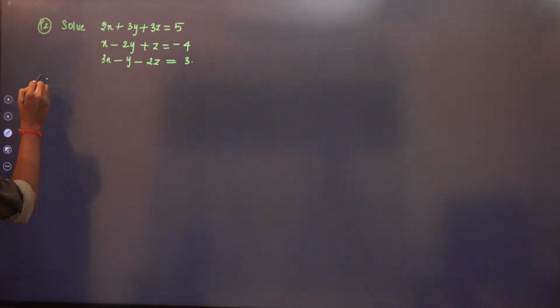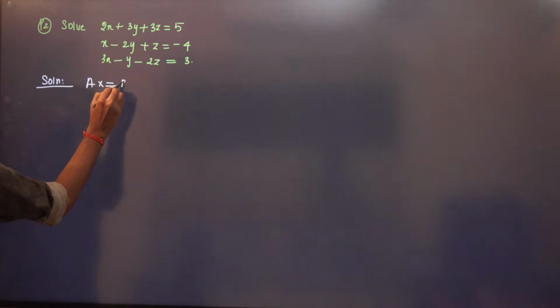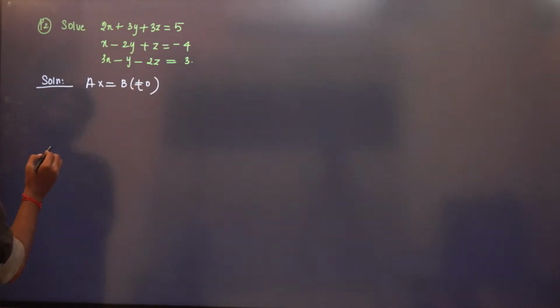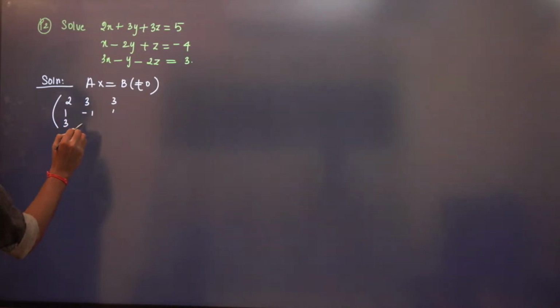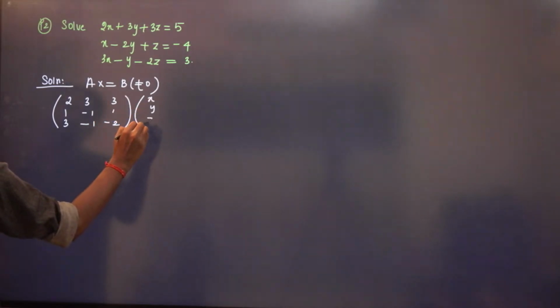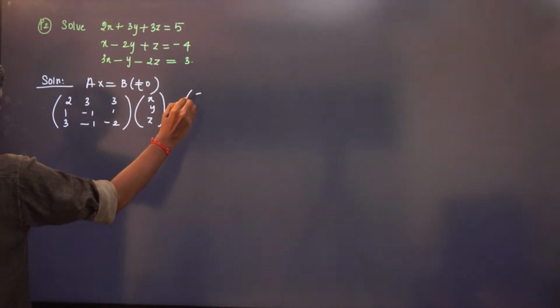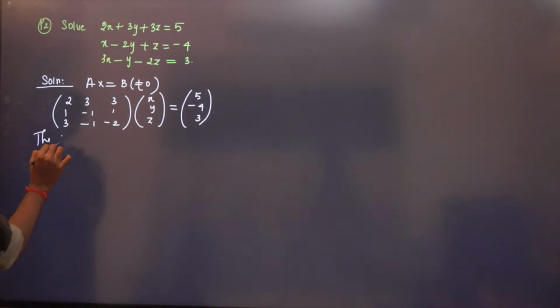So first, this is a non-homogeneous system. This is a non-homogeneous system, Ax = b, and this b is not equal to 0. So write the coefficient matrix: 2, 3, 3; 1, -2, 1; 3, -1, -2, and your variables are x, y, z. Your output vector is 5, -4, 3. So form the augmented matrix.